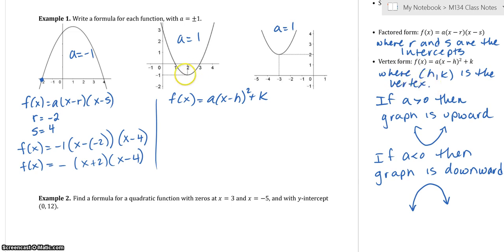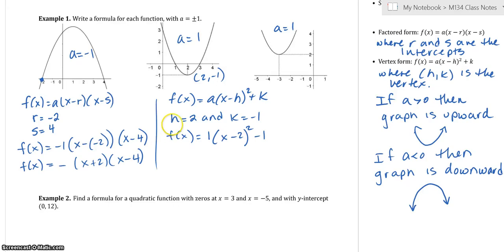So in this case, the vertex looks like 2, -1. That means that the h is 2 and the k is -1. So if you just plug that in, the a we know is 1 already. x minus 2 squared minus, you could put plus -1 or just -1. You don't need to write that 1 as well. That is the answer.